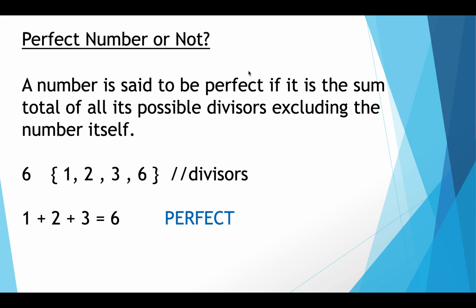So a perfect number is a number that is equal to the sum of all its possible divisors, excluding the number itself. So check here the number 6 and its divisors. The divisors are 1, 2, 3 and 6. So if I only consider 1, 2 and 3 because I don't have to consider 6 and I sum them up, I get 6 as the total. Hence I conclude that 6 is a perfect number.